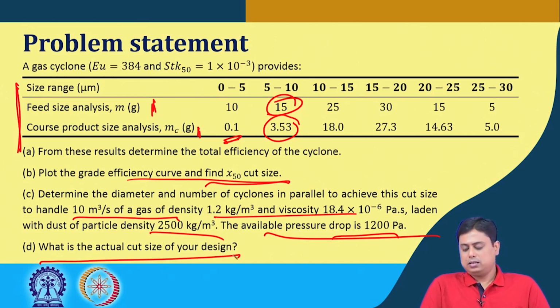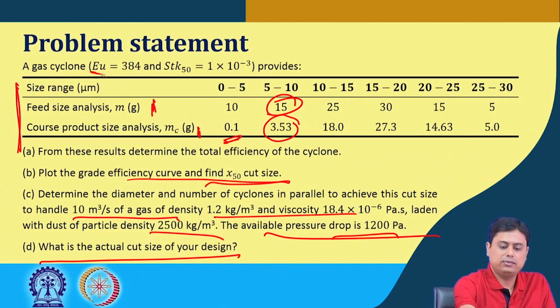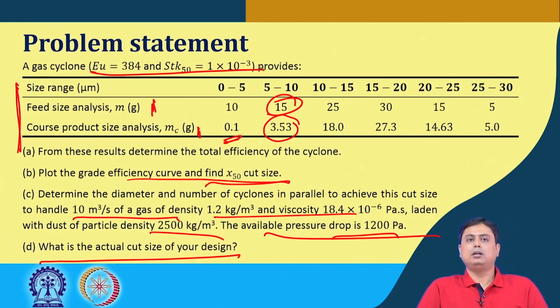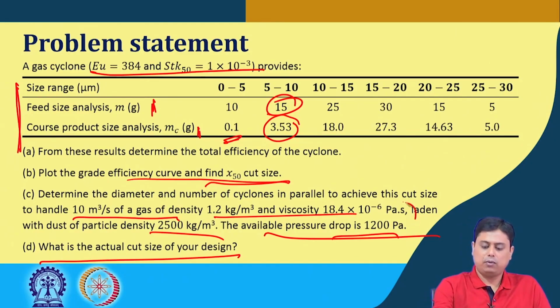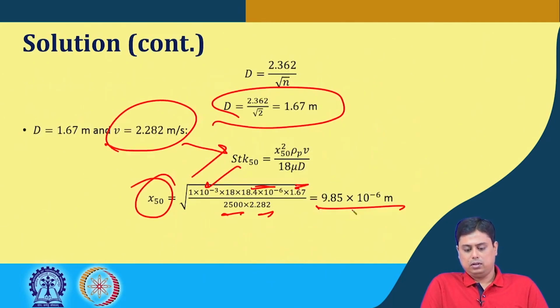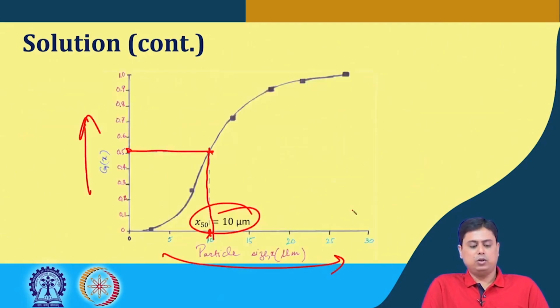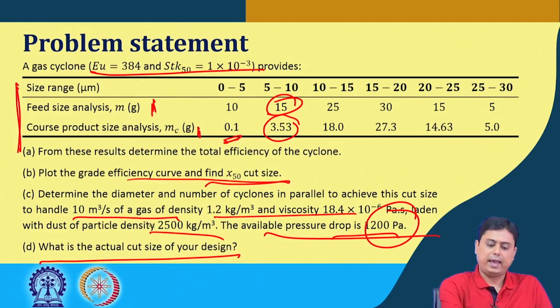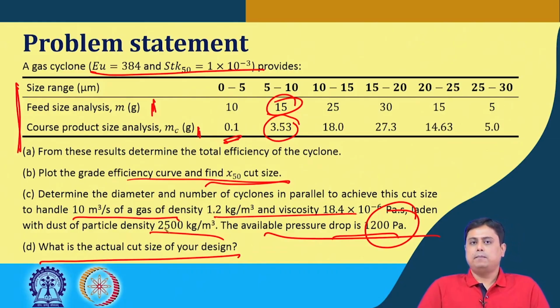and that gives us the result that we need at least 2 cyclone separators of this family, which means the family has Euler number 384 and Stokes number of 1 into 10 to the power minus 3 with a pressure drop of 1200 Pascal, will give us a cut size of 9.85 micron for the treatment of 10 meter cube per second of gas having this much of density, this much of viscosity and this much of particle density.